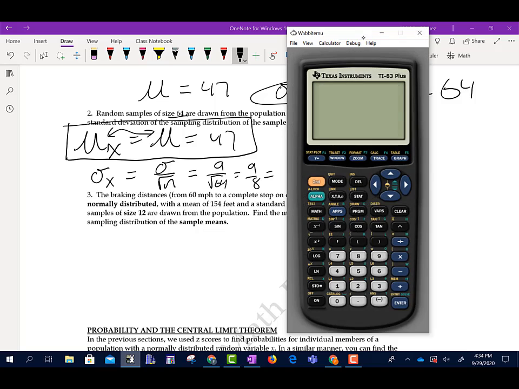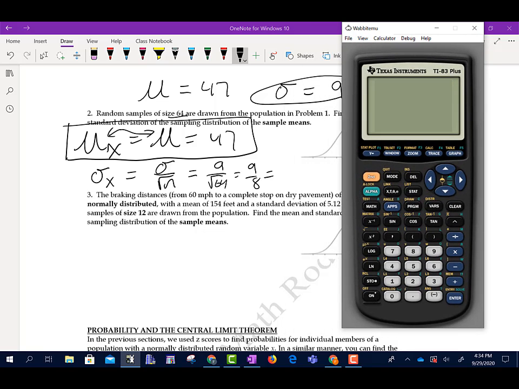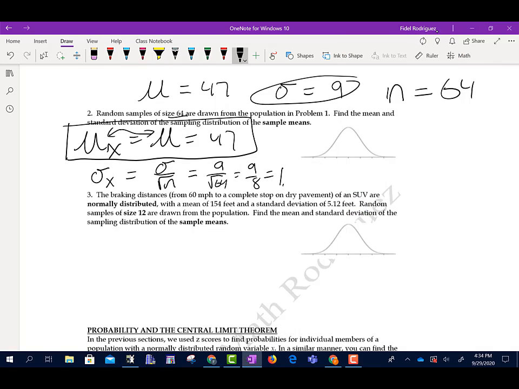Let me get my calculator. Over here, let's turn it on. Clear it out. What's 9 divided by 8? And 1.125. Okay, 1.125. So what does that tell me?